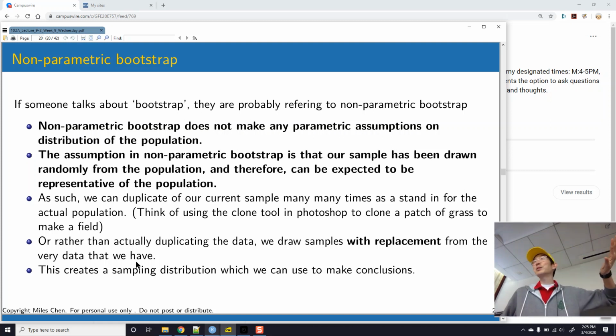We still have to make assumptions though. There's no getting around making assumptions. So in non-parametric bootstrap, the assumption that we're making is that because our sample has been drawn randomly from the population, it can be expected to be representative of the population, right? Is that a reasonable assumption? So you say, here's my random sample. Because it's random, I'm expecting this thing to be representative of the population.